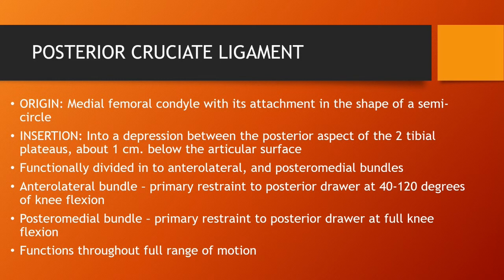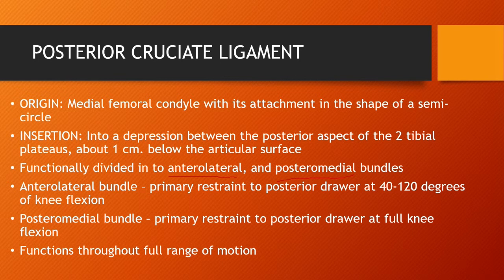And I have a good diagram to show you that gives you a good spatial representation of the insertion points of the anterior and the posterior cruciate ligaments. And like the anterior cruciate ligament, the posterior cruciate ligament is functionally divided into two bundles, the anterolateral and the posteromedial bundles. Now, the anterior cruciate ligament had an anteromedial bundle and a posterolateral bundle. Here, the posterior cruciate ligament has the opposite configuration.